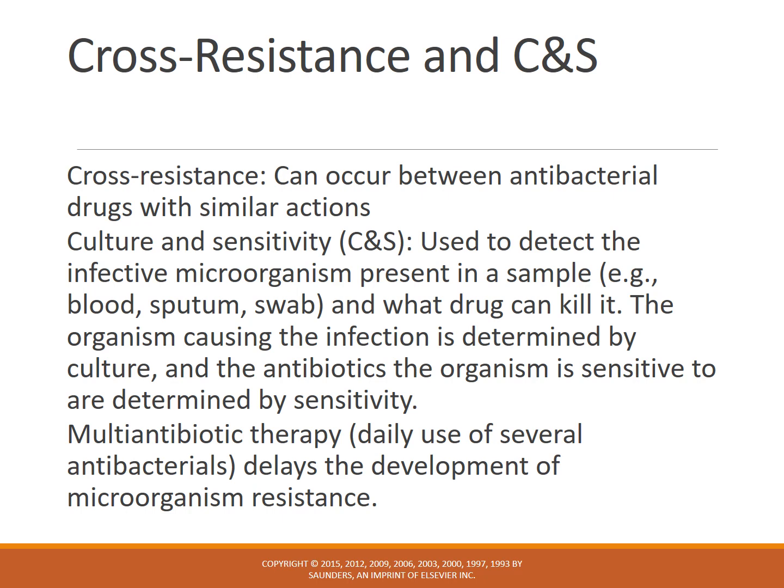So one thing we do is a culture and sensitivity. A culture is we take a swab, sputum, or a blood sample, and then we grow a section of that in a petri dish or in a special bottle, and we grow a multitude, just so we can see what the agent is. That's what a culture is. And then we do a sensitivity test. We want to see what antibiotics will kill this organism. Not every antibiotic kills every organism, and we want to see if something's resistant, so we will do a sensitivity test.